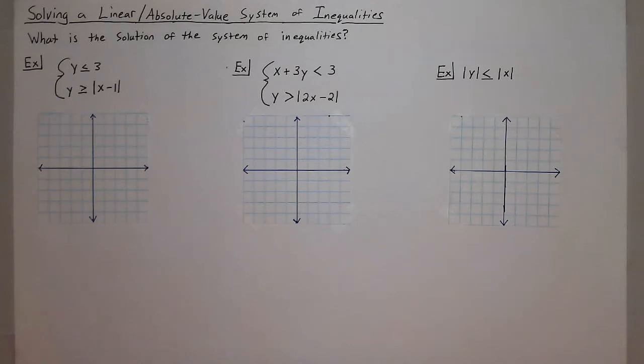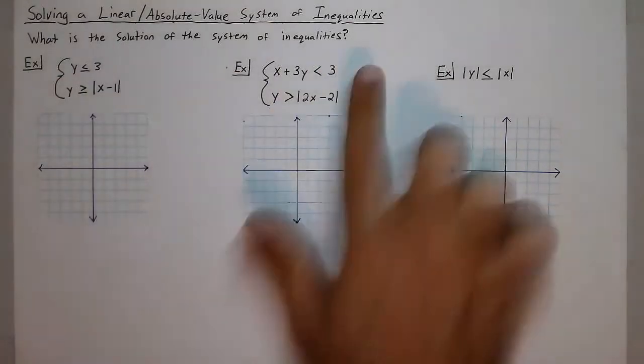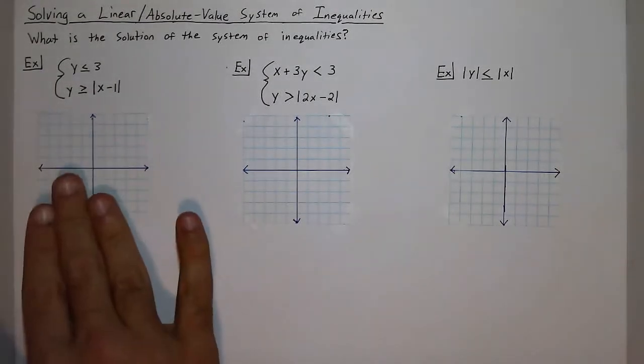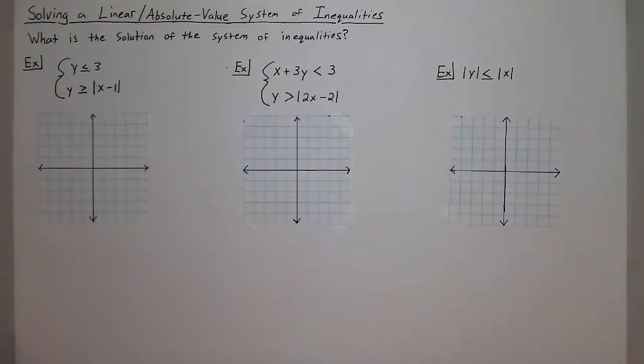In this video, we are going to learn how to solve a linear absolute value system of inequalities. So we're going to find out what is the solution to each of these systems of inequality, starting with the example on the left. We have y is less than or equal to 3, and y is greater than or equal to the absolute value of x minus 1.